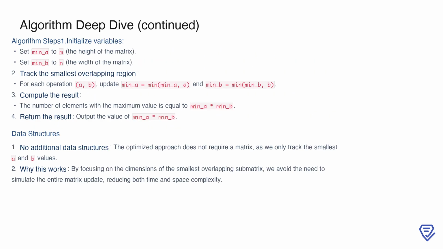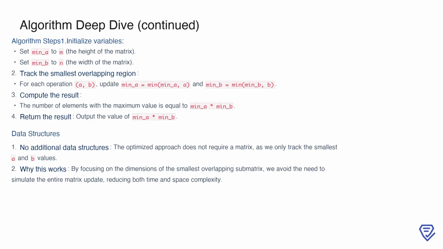To implement this optimized approach, we start by initializing two variables, min_A set to the height of the matrix, M, and min_B set to the width of the matrix, N. These variables will be used to track the smallest dimensions of the overlapping submatrix. For each operation, A, B, we update min_A to be the smaller of its current value and A, and similarly, min_B to be the smaller of its current value and B.